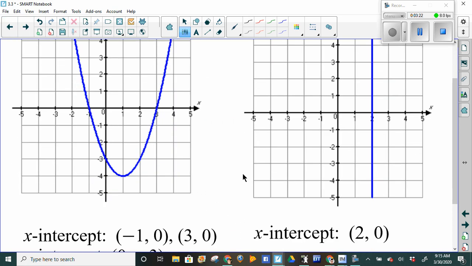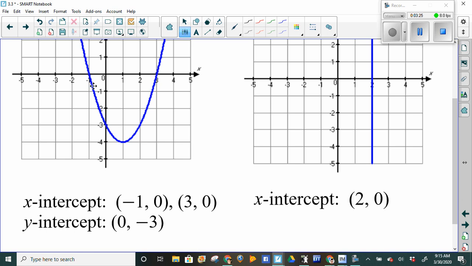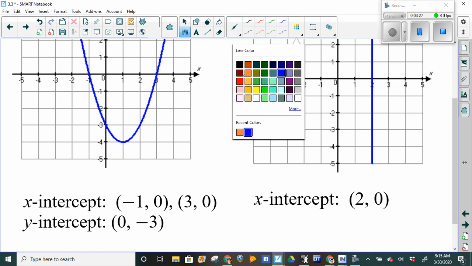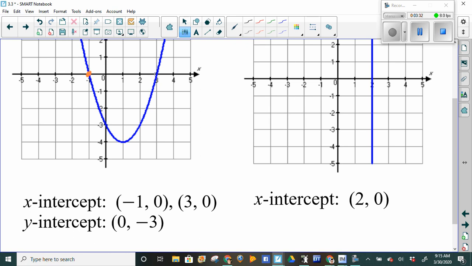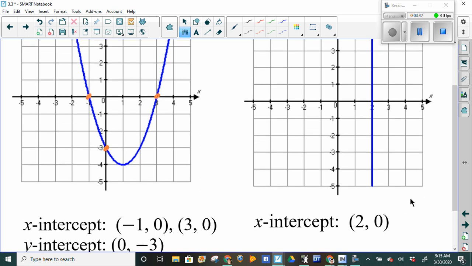So here are some examples. So if I look at this graph here, it's crossing the x-axis here, it's crossing the x-axis here, and it's crossing the y-axis here. So there are 2 x-intercepts and there's 1 y-intercept. Don't get them backwards either, another common mistake to watch out for. In this graph, there is only an x-intercept. So if you do have a graph that only has 1 x-intercept, then it's going to be a vertical line.